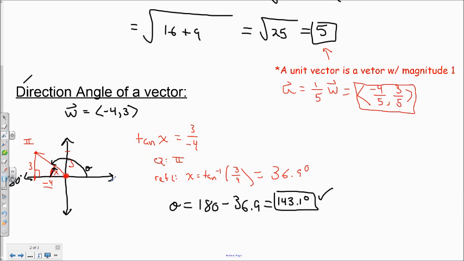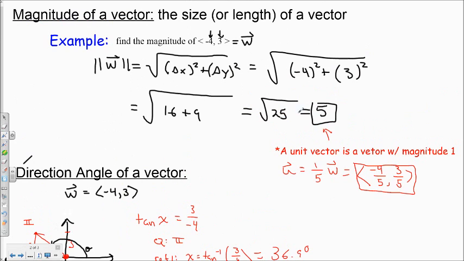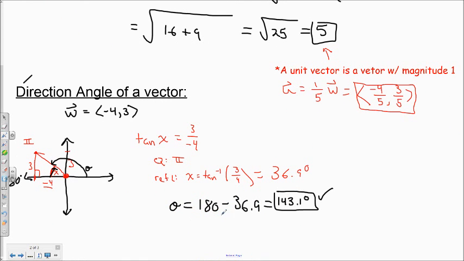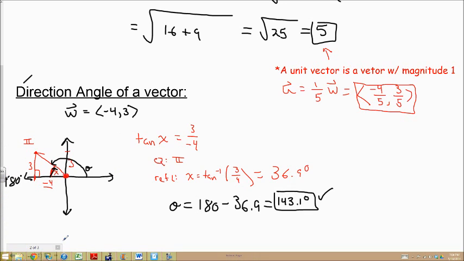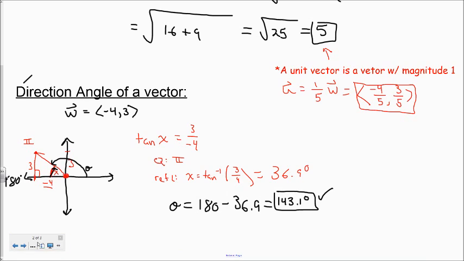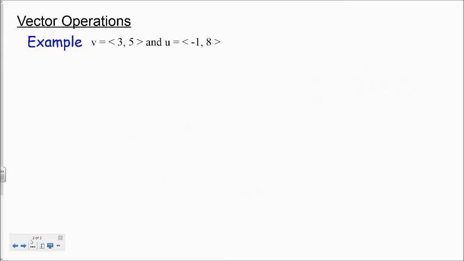So again, because a vector has both a magnitude and a direction, we should be able to, from its component form, describe both its magnitude, which is its length, and its direction, which can also be represented by a degree angle. Besides these two values, you should also be familiar with vector operations.